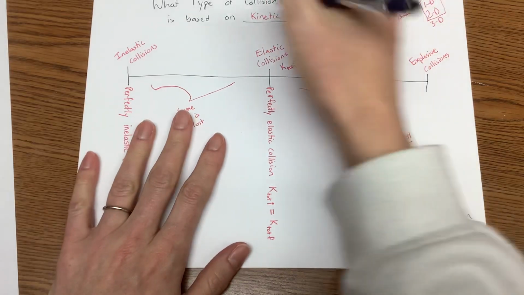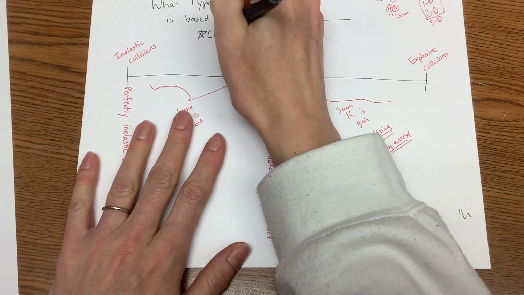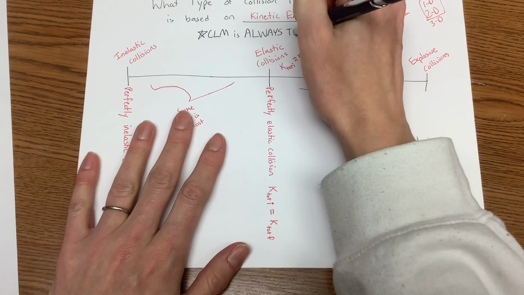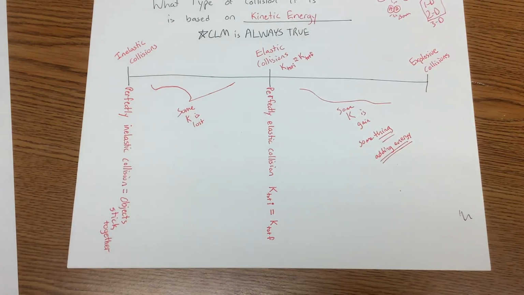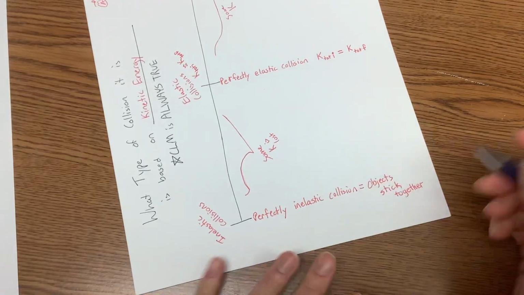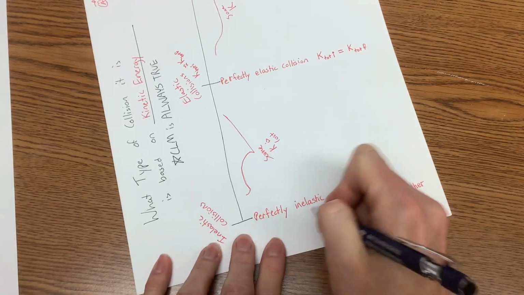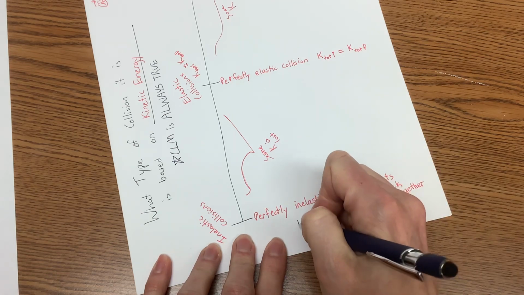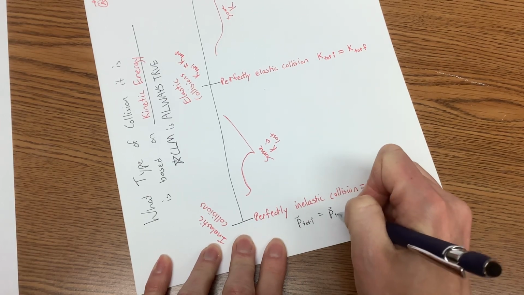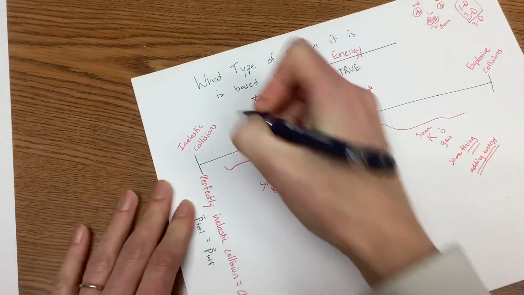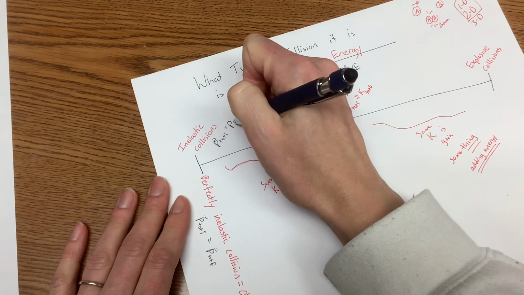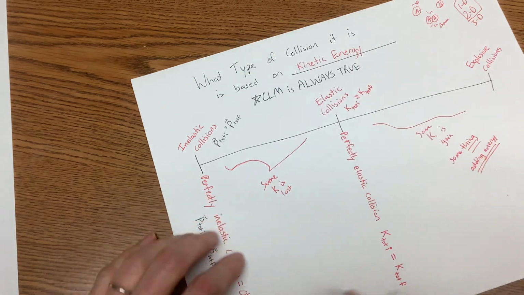When we're talking about collisions, we also have the conservation of linear momentum. That is always true. No matter what kind of collision it is, the conservation of linear momentum is always true. So I find it's most useful to write that in an inelastic collision, the total momentum before is equal to the total momentum after.